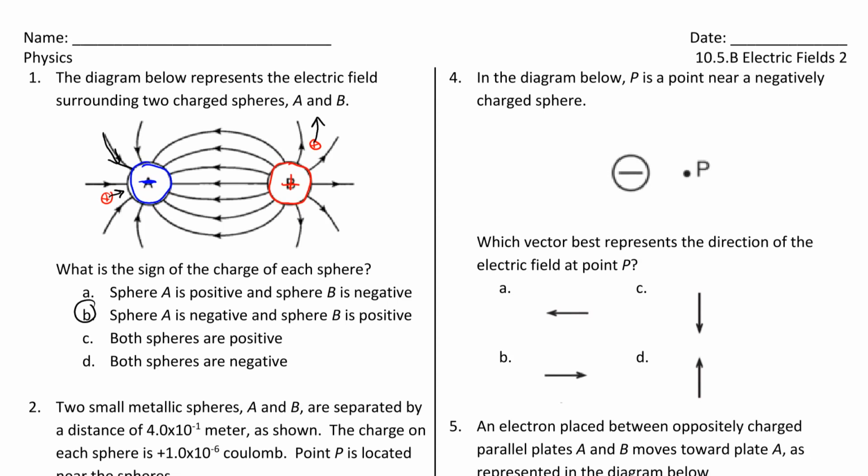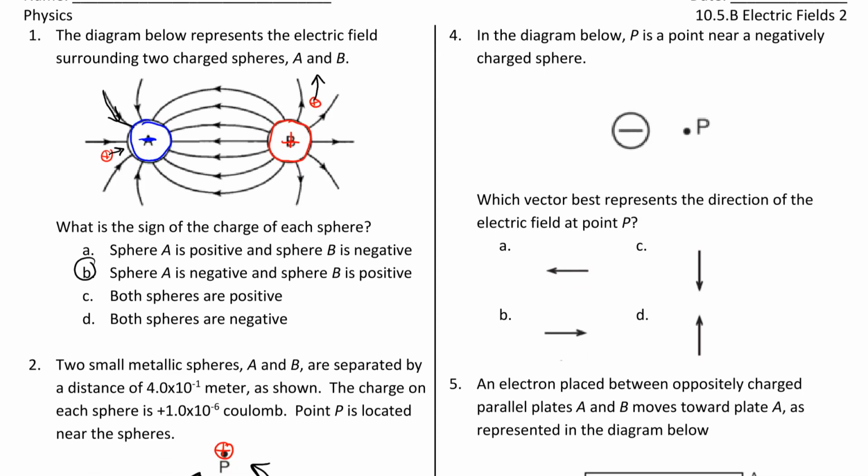Number 4 says the point P is near a negatively charged sphere. Which vector best represents the direction of the electric field? Electric field lines always go into the negative, so it should be choice A. A positive test charge here would be attracted to that.